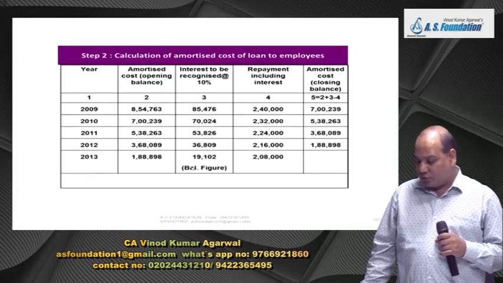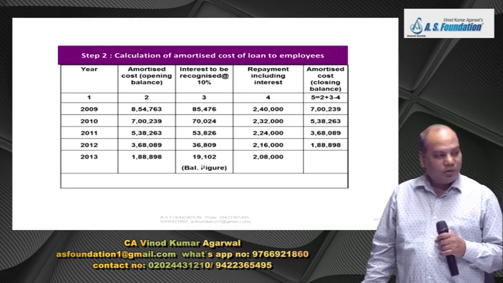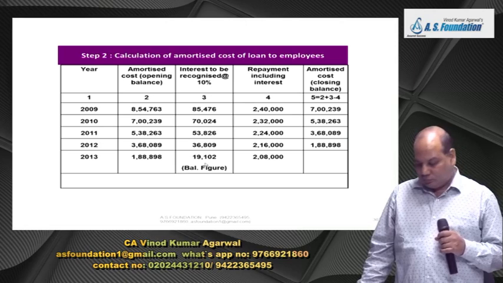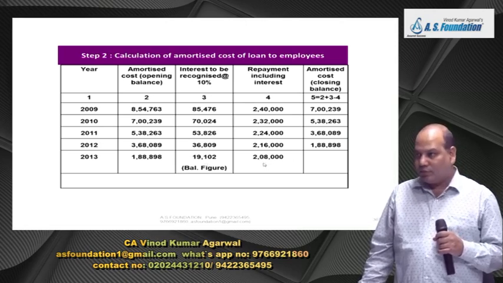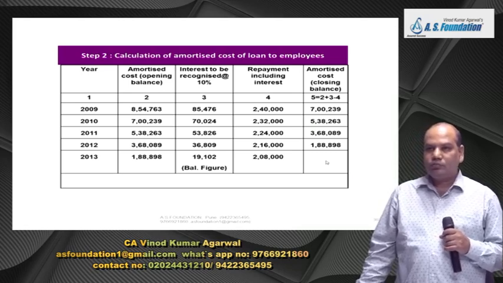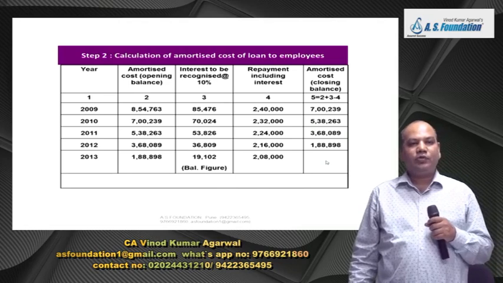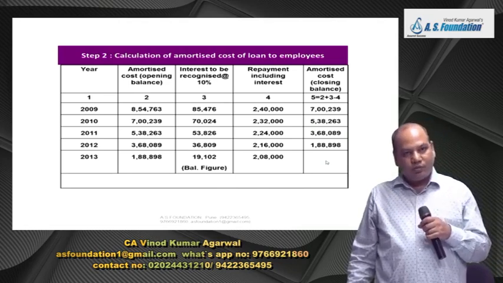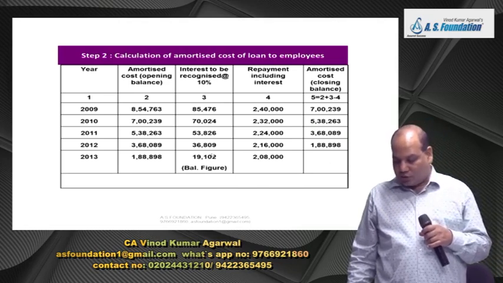And in the last year, what you do is adjust the interest as a balancing figure. Okay? Because after paying the 5th installment, the balance will become 0. So the interest you adjust slightly over here.